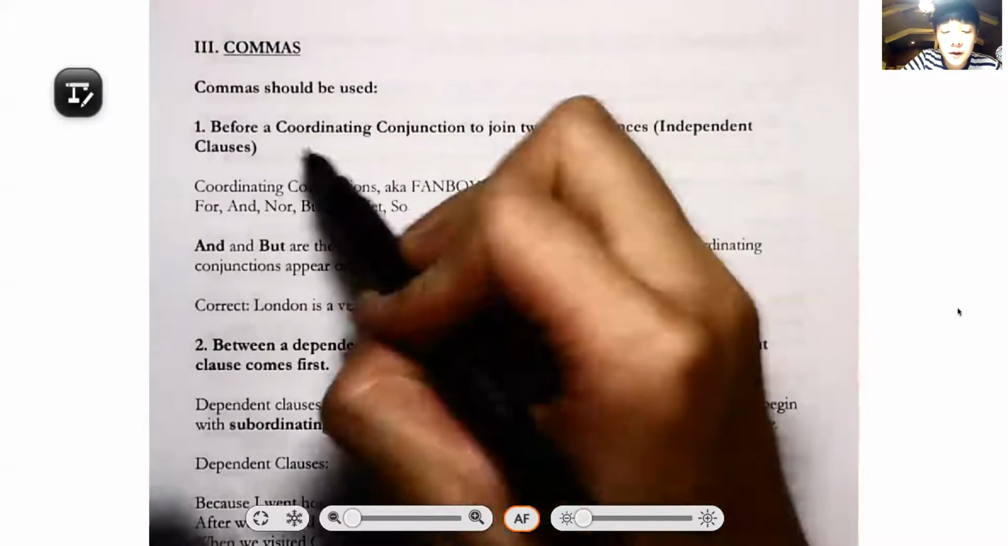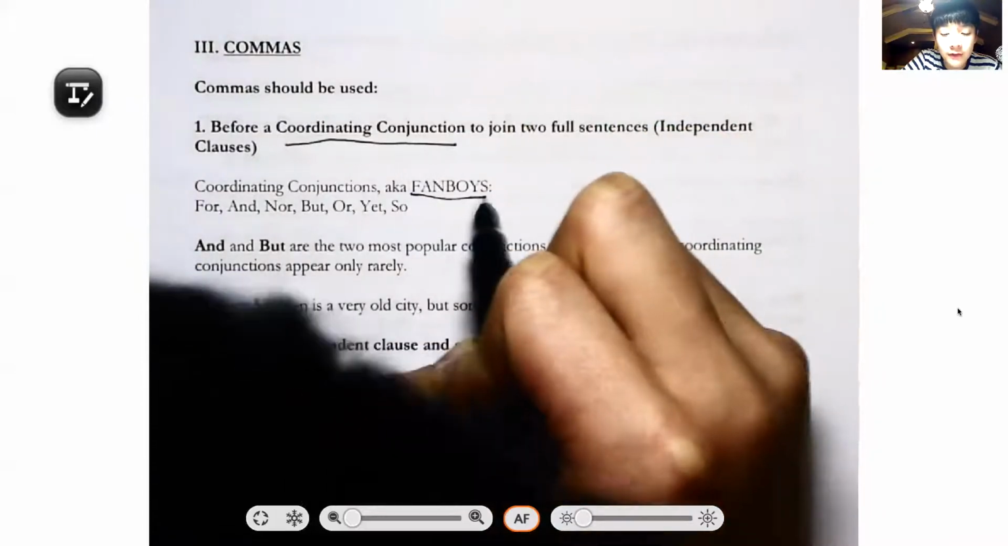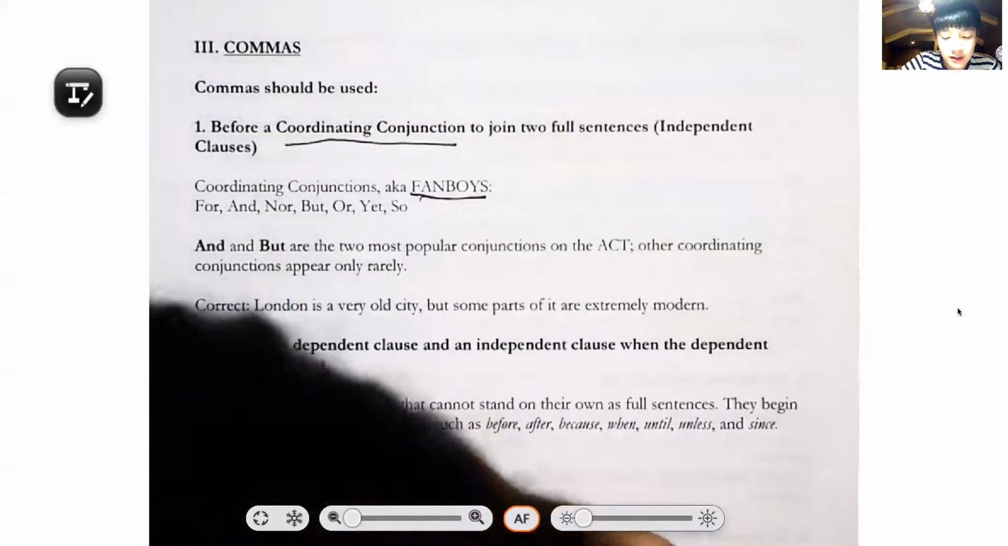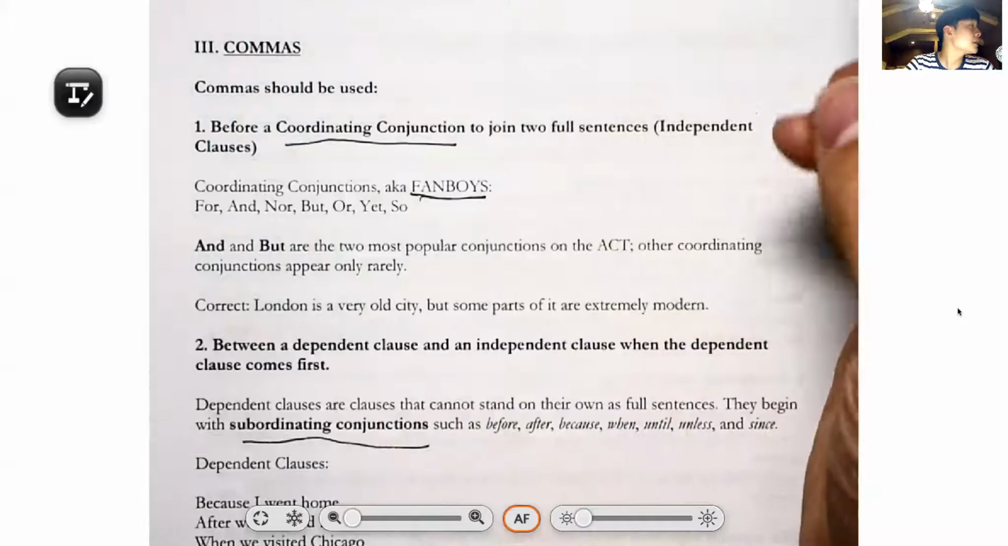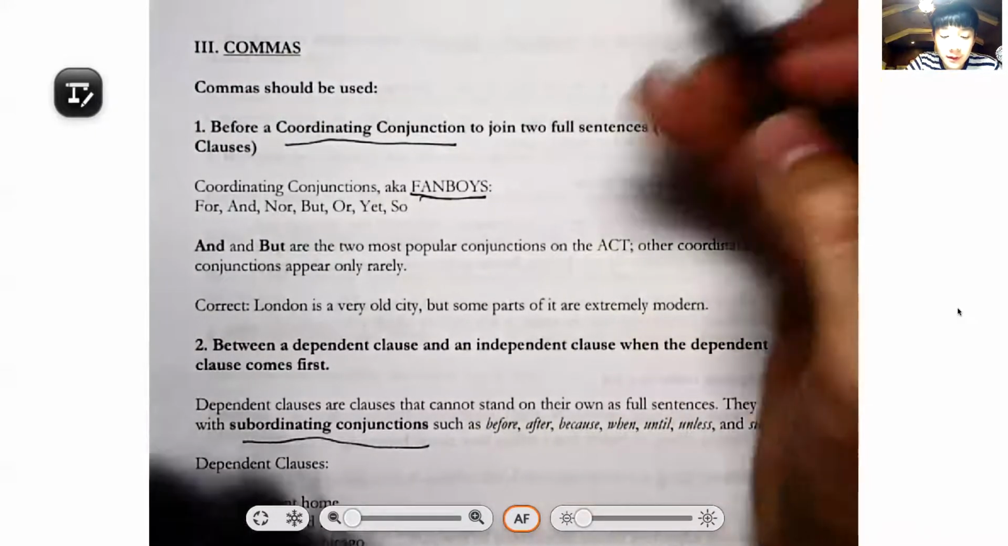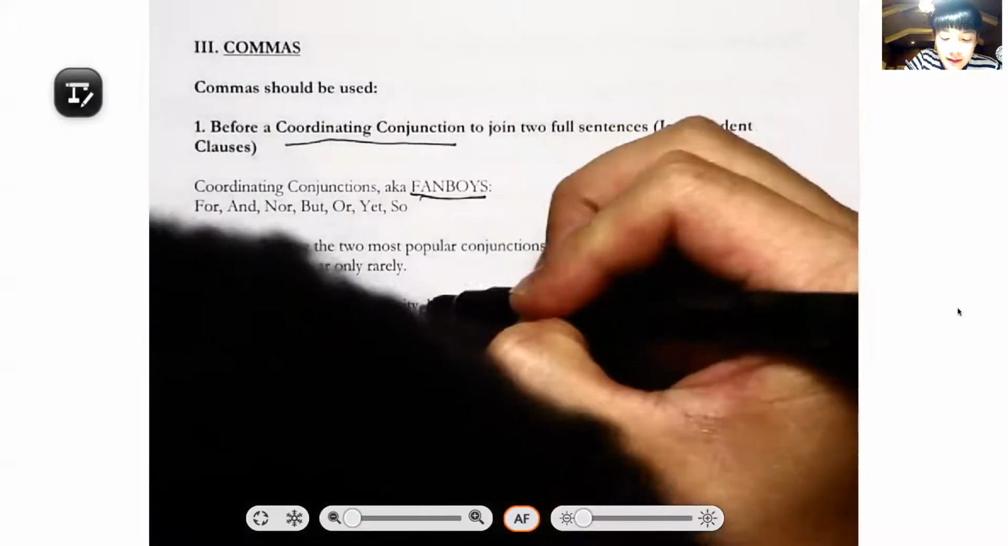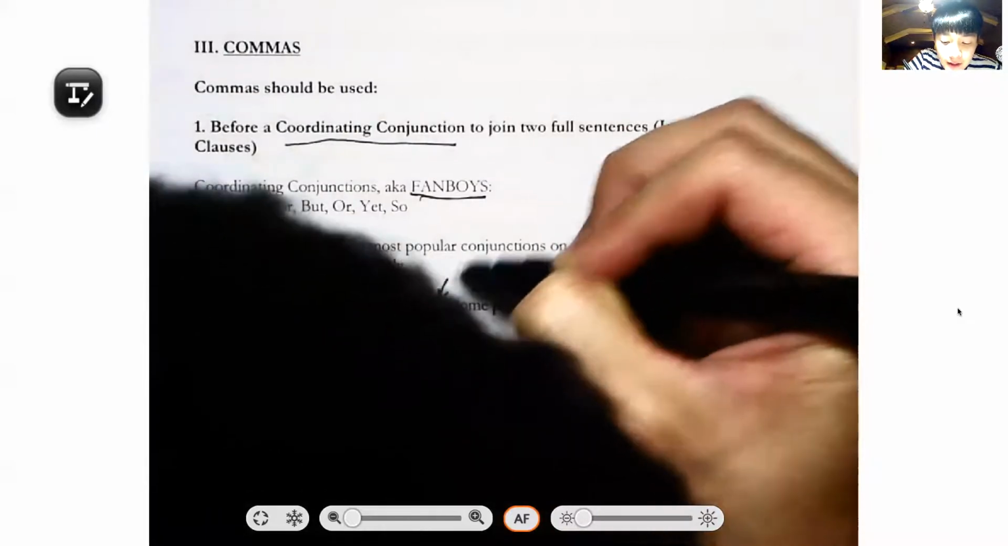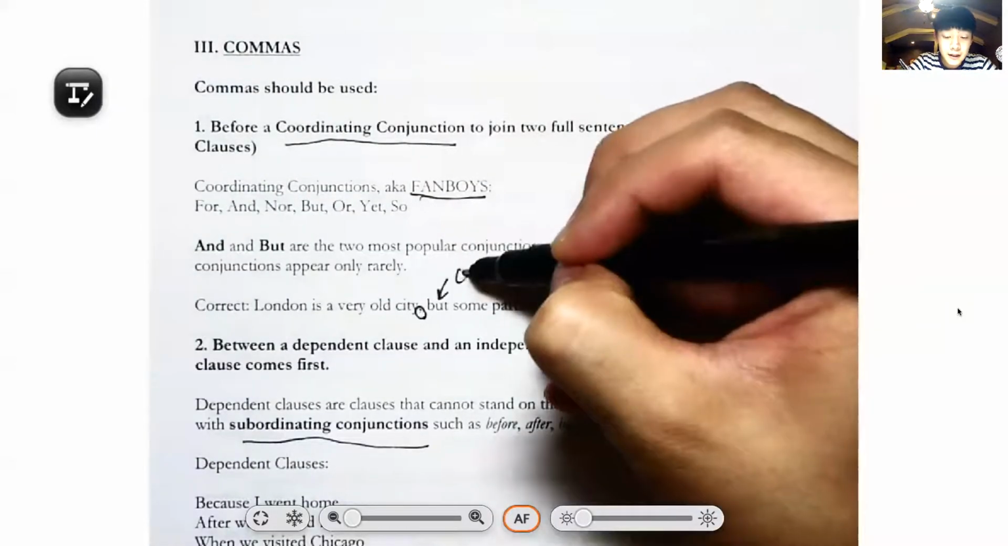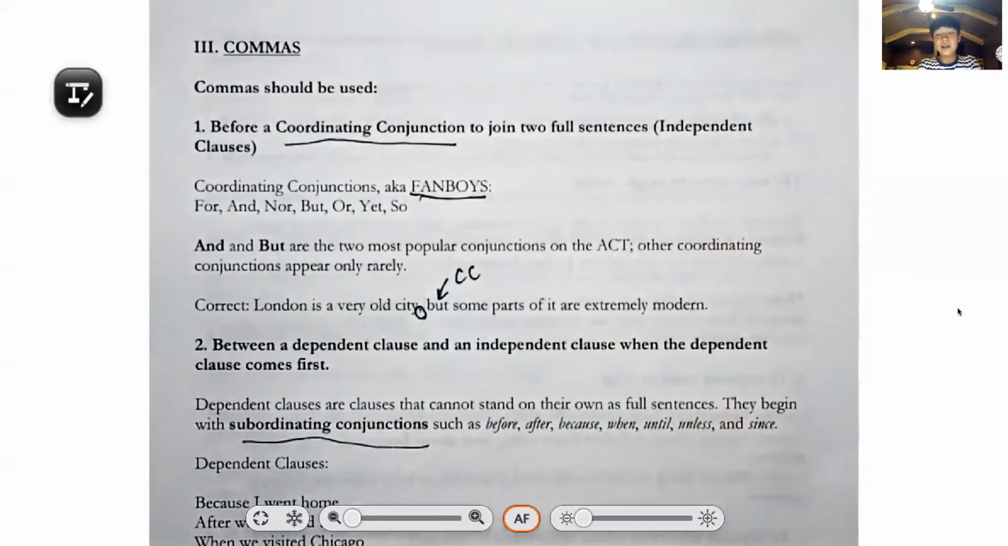coordinating conjunction. Remember, coordinating conjunctions are only the FANBOYS. Then you have subordinating conjunctions later. So for, and, nor, but, or, yet, so, here's an example. London is a very old city, comma, but, I'm going to put CC for coordinating conjunction, but some parts of it are extremely modern.